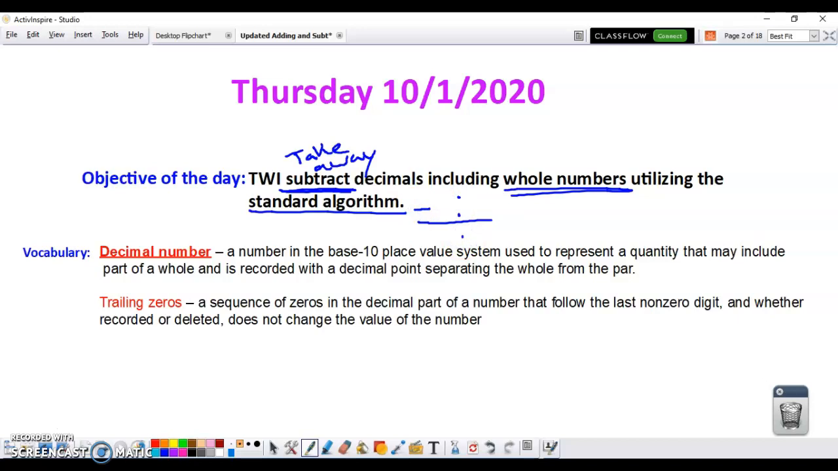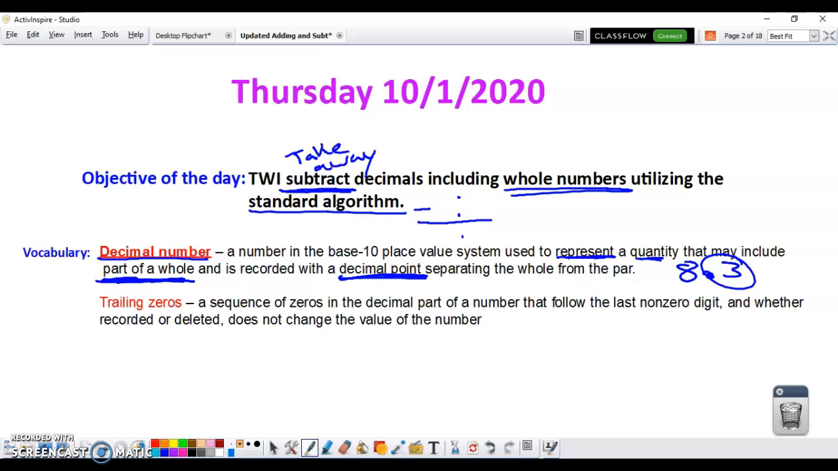A few vocabulary words that you need to know before we begin. A decimal number is a number in the base 10 place value system used to represent a quantity that may include part of a whole, and is recorded with a decimal point separating the whole from the part. To give you an example, this is 8 wholes, and then here's my decimal representation, and here's parts of a whole. So again, this is the part of a whole, and it's recorded with a decimal point. It's got to have the decimal point.